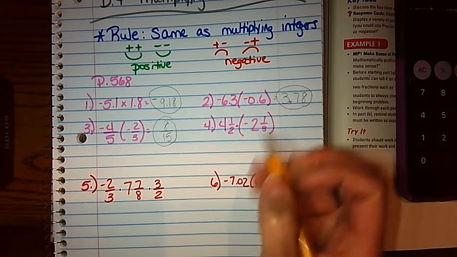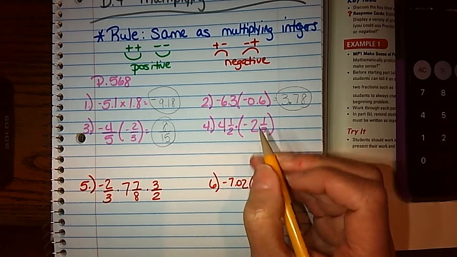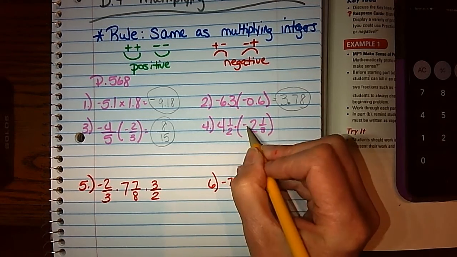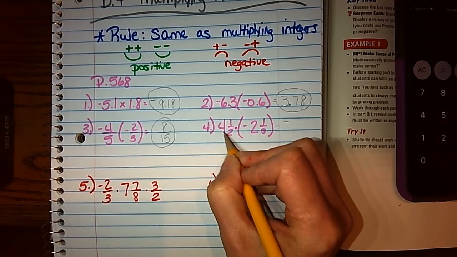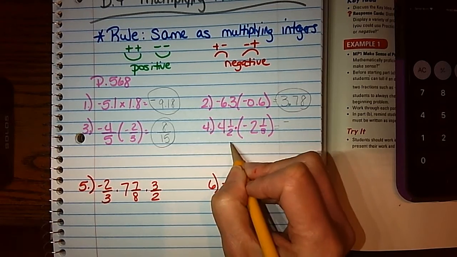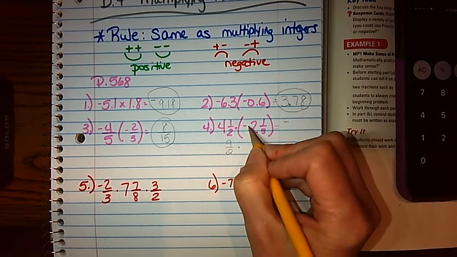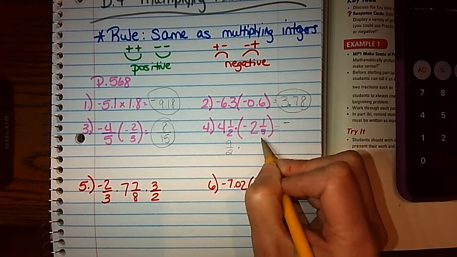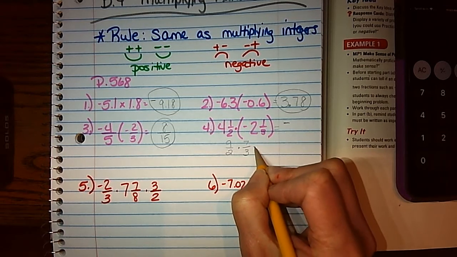Done. Over here I got to do mad face to turn them into improper fractions. I have a positive and a negative, so my answer is going to be a negative. This is going to be what? 4 times 2 is 8, 9 halves times, and I'm just going to ignore the symbol because I know my answer is going to be negative. 6 7 thirds.